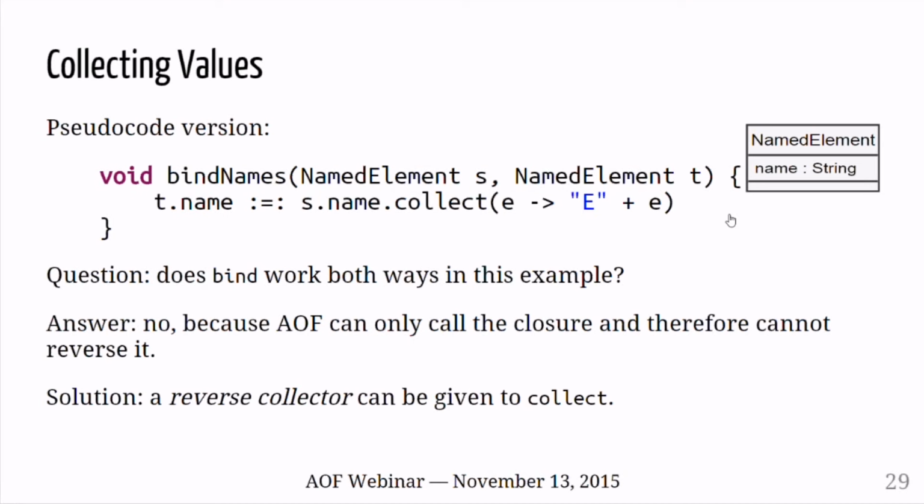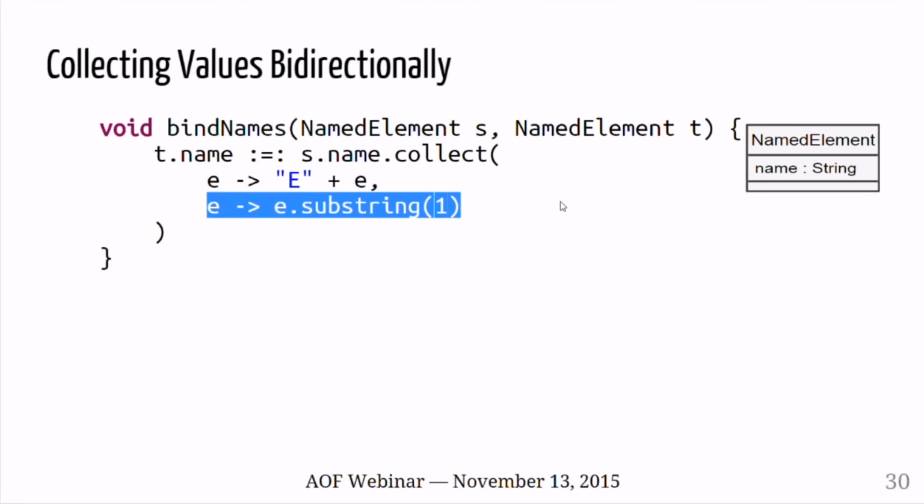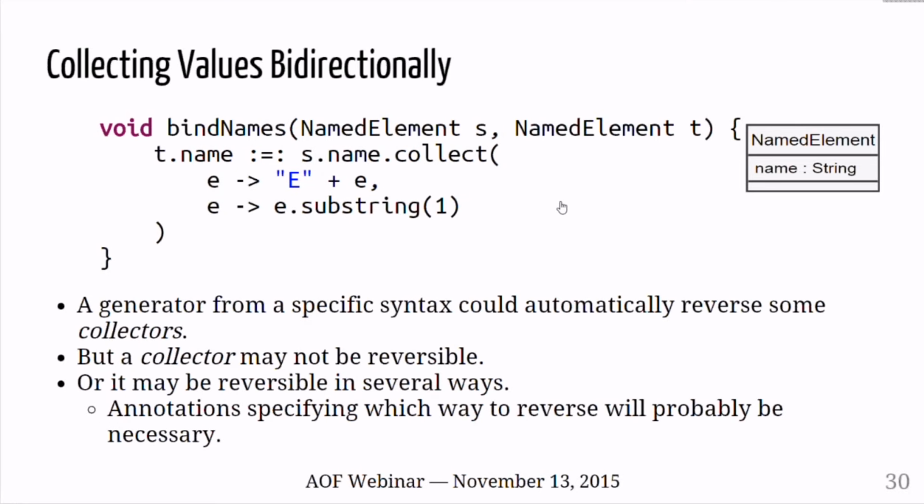So the solution is to give a reverse collector, as we have seen in the previous example. And here we have one in which basically we have the same collect with the same function here, but we have an additional function which goes from target to source. And basically what it does is remove the initial letter.